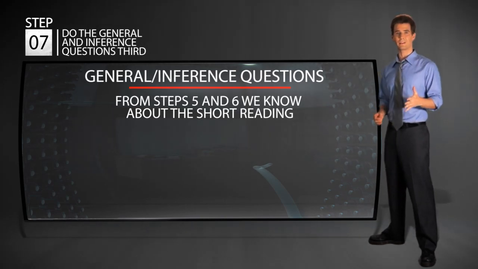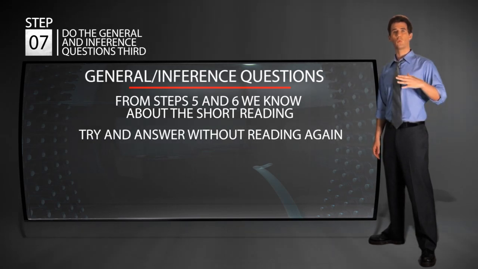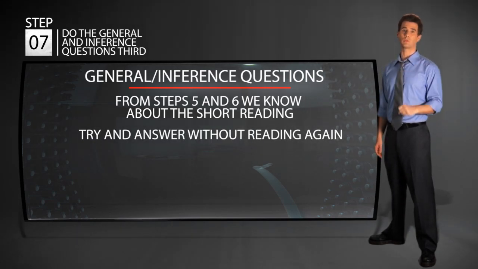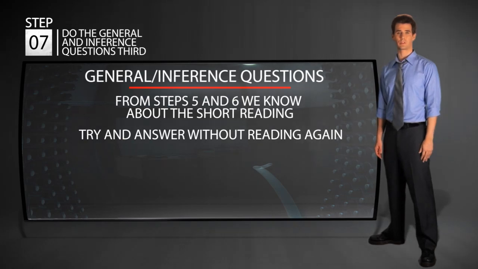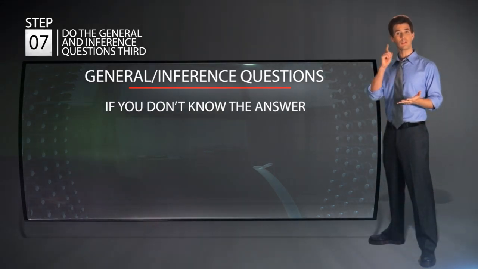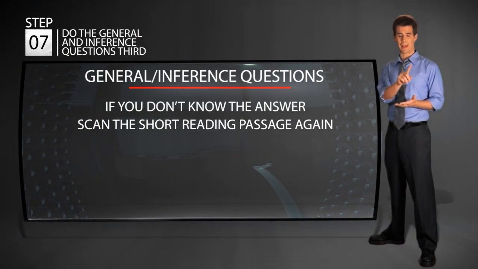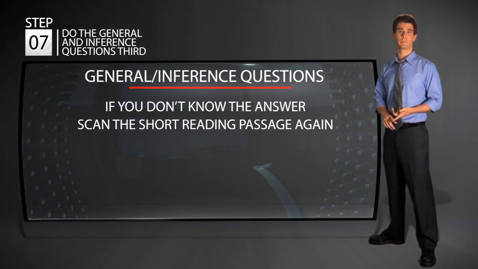So if you can, try to answer the general and inference questions without going back and reading the short reading passage. Now, if you don't know the answer, then go ahead and while you think about the question, scan the short reading passage. So read it quickly and then try to answer it.